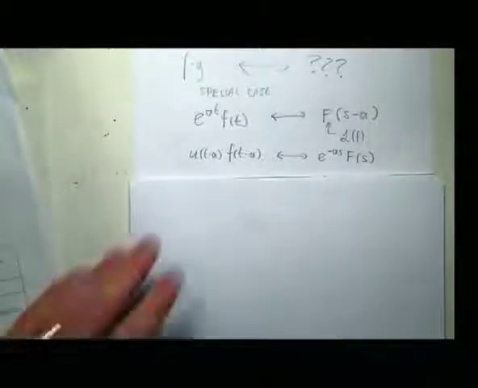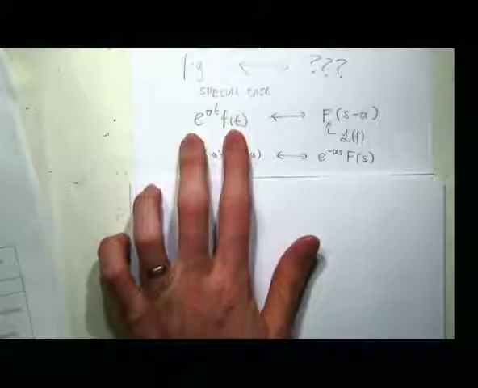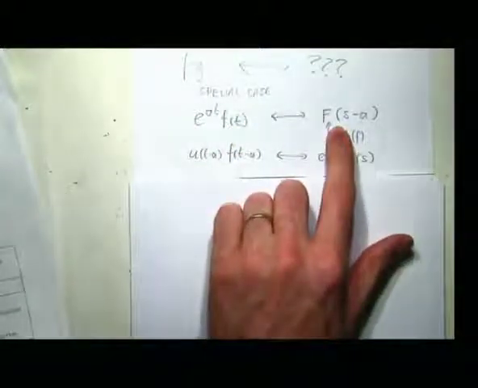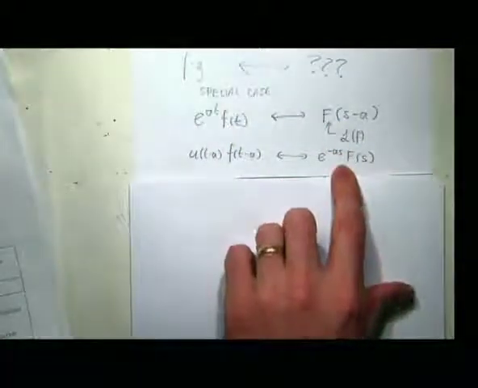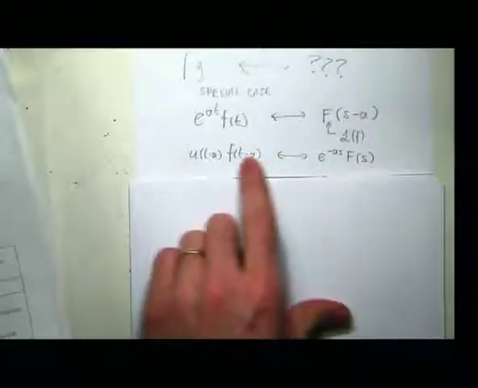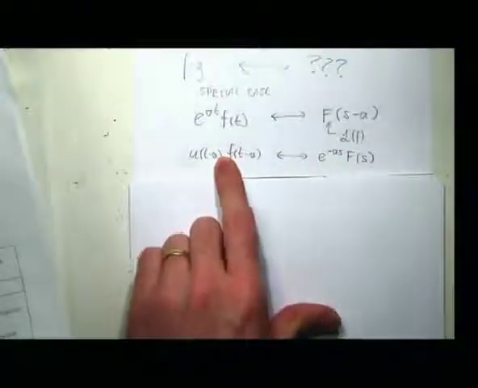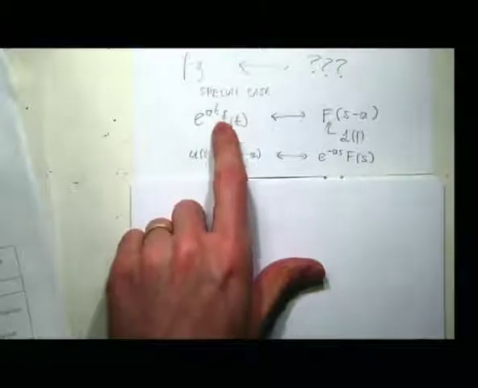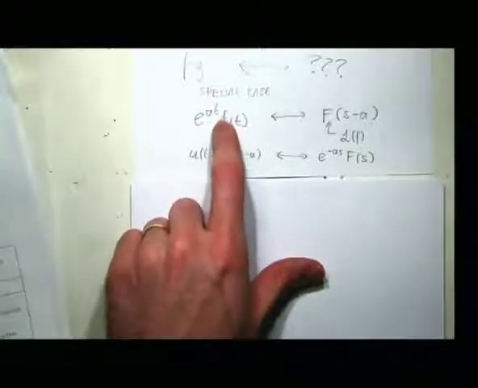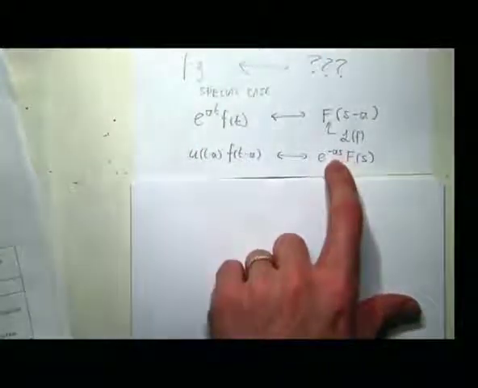This one tells me if I multiply by e to the at on this side, what it does to the Laplace transform. This one tells me if I multiply by e to the as on this side, what happens over here. So one of them tells me what happens when I multiply it over in t land, and this one tells me what happens if I multiply by e to the something over in s land. And so trying to forge those connections is a useful thing.